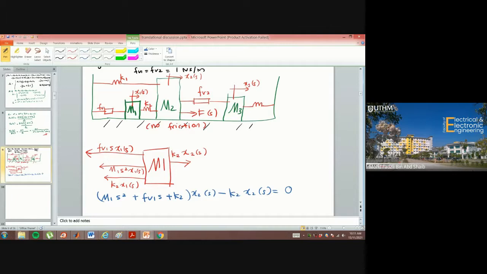Okay. Easy, right? First example, I split each force of M1. Now I join every force in M1. Okay. Now look at M2. What forces do we have?